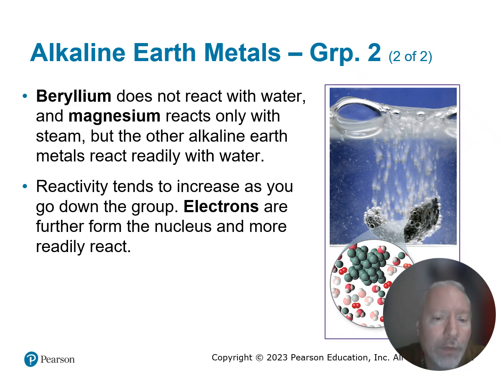And then finally, as we go down the group, it gets easier to take an electron because more core electrons are present to shield the protons, and the effective charge on the valence electrons becomes less and less with more core electrons. Reactivity tends to increase as you go down the group. Electrons are easier to remove because they're further from the nucleus, more shielded, and not held as tightly. And so you can see the reaction of calcium. I believe this is pure calcium. Pure calcium is reactive in water.